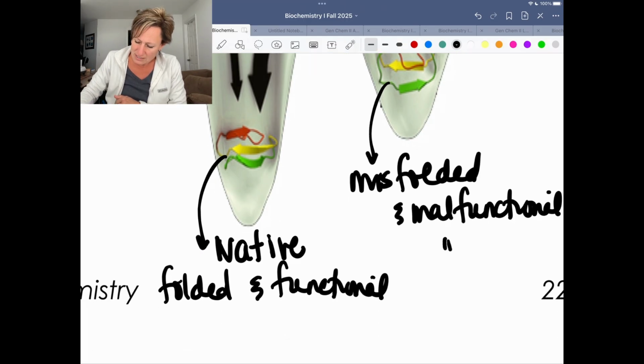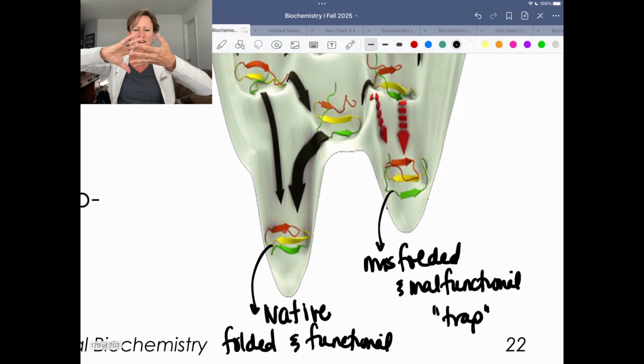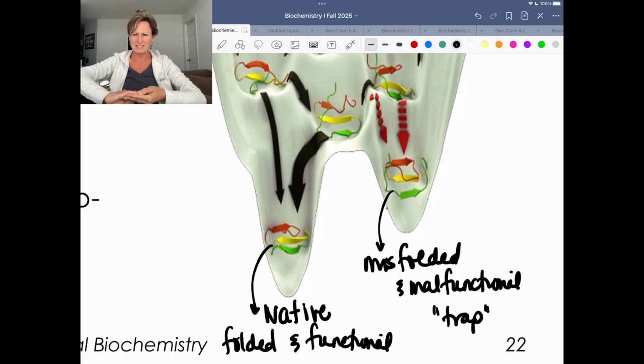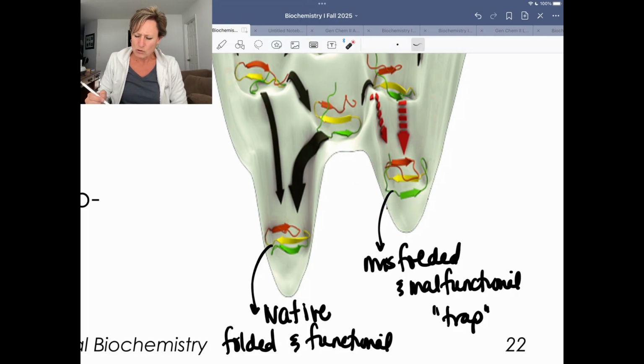What we call this is a trap, because what's kind of happened here is we've had a lot of intermolecular forces that have formed and created a stable state, but unfortunately they sort of got off path early on, and they created this low energy species that is not folded correctly, and we call it trapped.